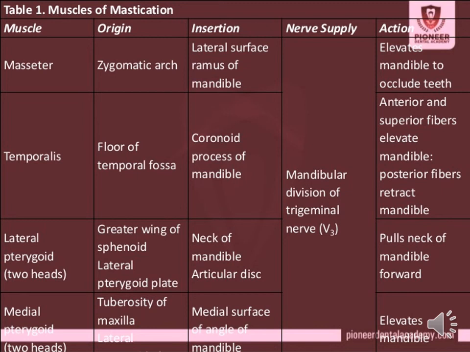Medial pterygoid has two heads, tuberosity of the maxilla and lateral pterygoid plate, and insertion in the medial surface of the angle of the mandible. Its action is to elevate the mandible. All these muscles are innervated by the mandibular division of the trigeminal nerve.